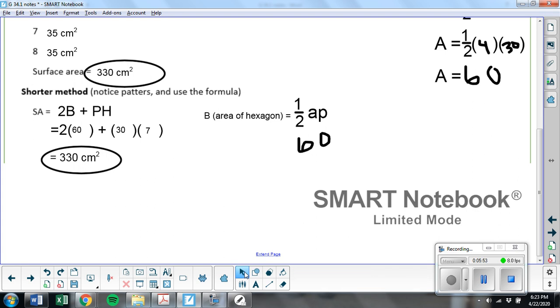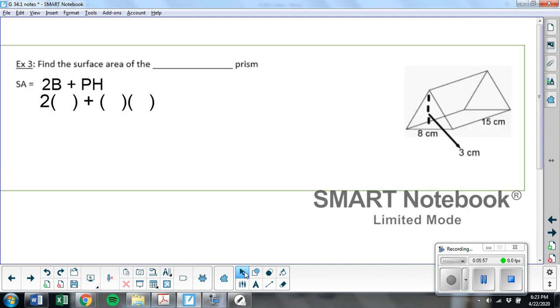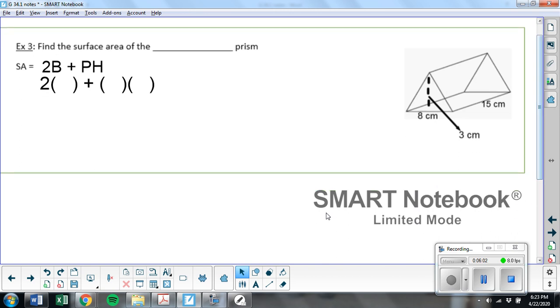The last two examples that we're going to do, and you're only going to have 3 for homework, and you're only going to do it the short method. Let's look at the short method. For number 3, notice there's not a net, not a two-dimensional figure. We're going to find the surface area, the area of all the surfaces added up. It says, find the surface area of the blank prism. What kind of prism is this? Triangular prism, pentagonal prism, rectangular prism? Most people either say triangular prism or rectangular prism. The correct answer is triangular prism.